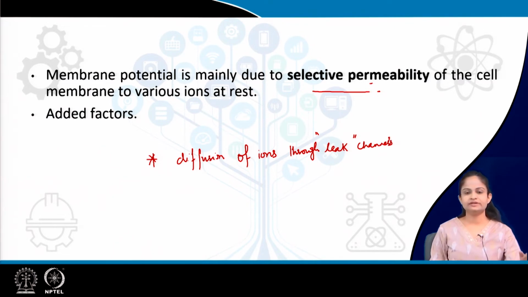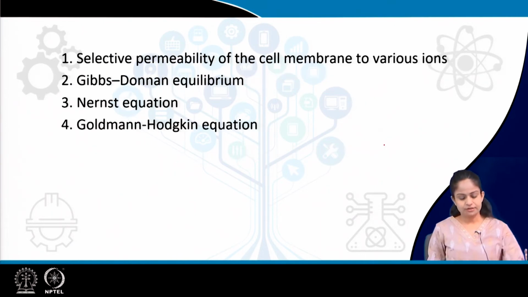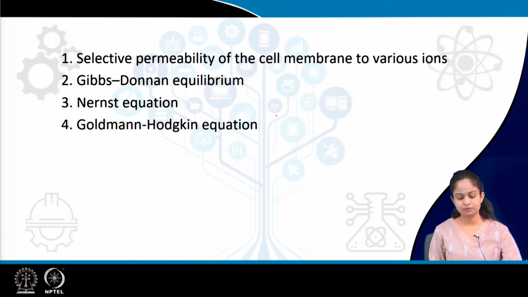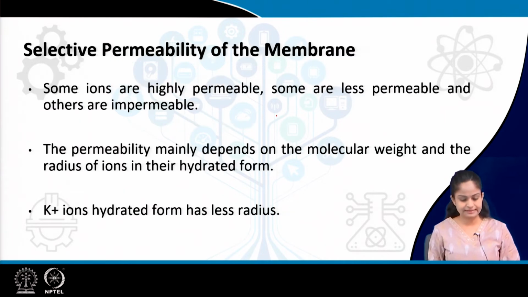Now, in our body we have a number of channels, like ligand-gated channels and voltage-gated channels, but there are also leak channels which remain open even at rest. These usually contribute to the resting membrane potential. As has been discussed, there is selective permeability, the Gibbs-Donan effect, the Nernst equation and the Goldman-Hodgkin equation, which we will discuss in further slides.